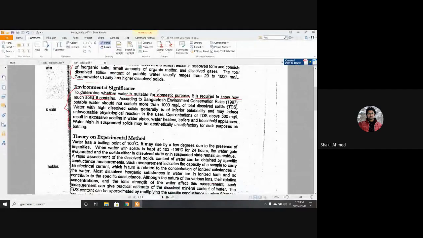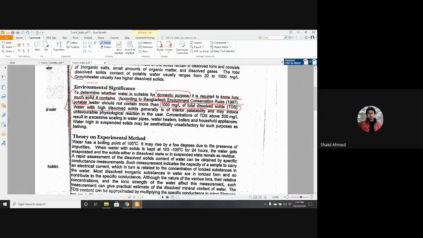So whether a water is suitable for domestic purpose, we need to know the TDS. According to the Bangladesh Environmental Conservation Rule, potable, meaning drinking water, should not contain more than 1000 milligram per liter of total dissolved solid. As I told you today, if it goes beyond 1000, it will be really difficult or grueling to drink that water. Salinity, high saline water.